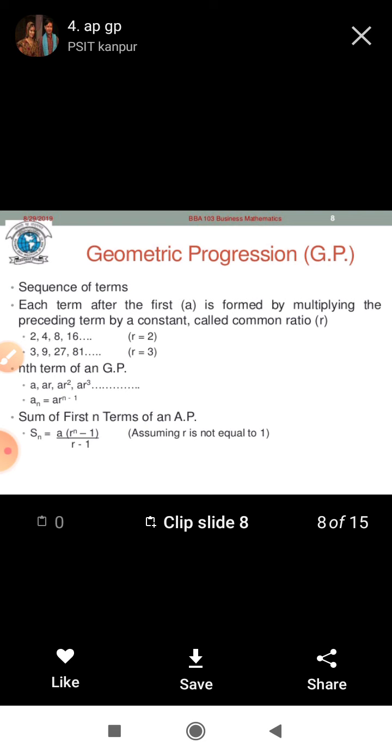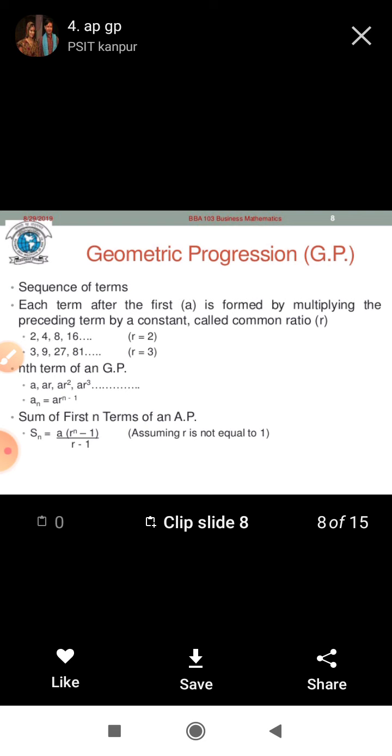Nth term of a geometric progression: the first term is a, the common ratio is r, then the second term will be ar, the next term will be ar square, again the fourth term will be ar cube. In the same way, the nth term will be ar to the power n minus 1. So the nth term of a geometric progression will be a into r to the power n minus 1.